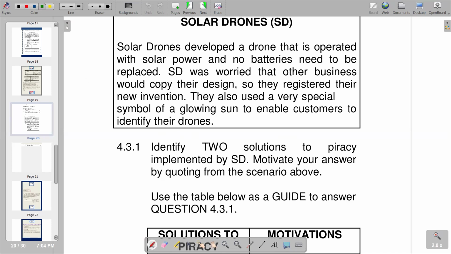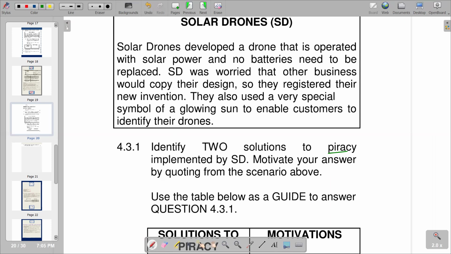So we have piracy in our question. When we're talking about piracy, this is the unauthorized use or reproduction of another person's work. In this case, it's another business's work. When you reproduce what belongs to another business, it also becomes piracy.